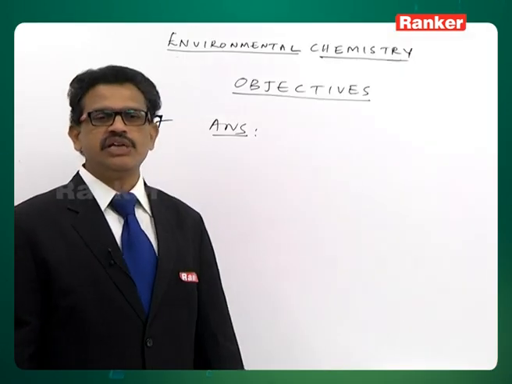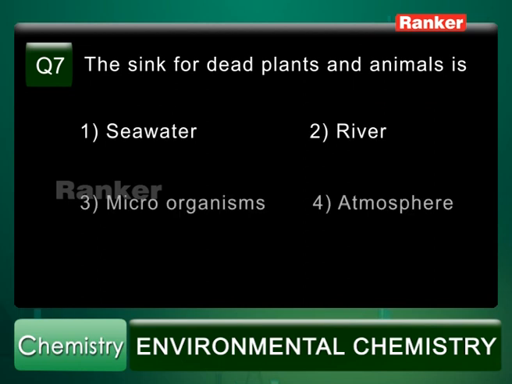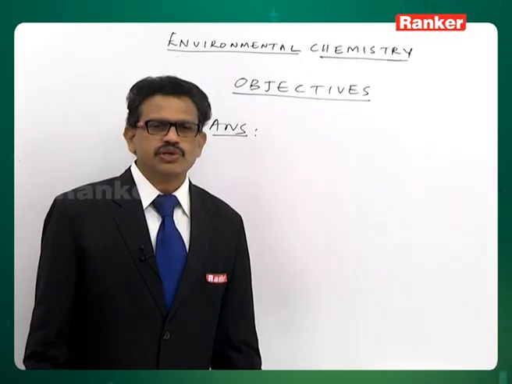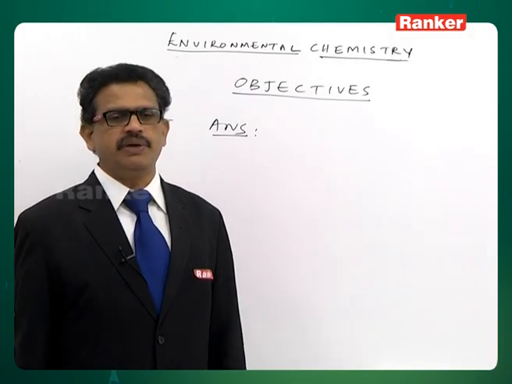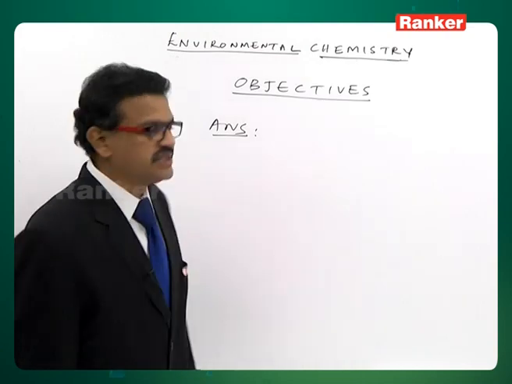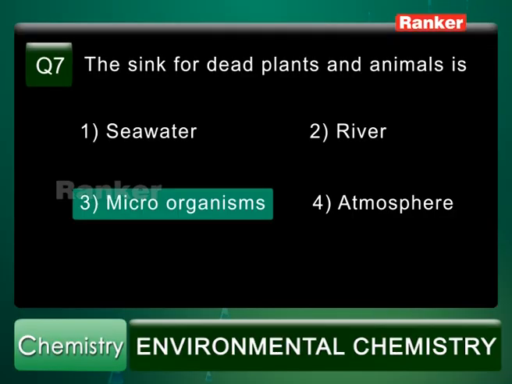Question number 7. The sink of dead plants and animals is, option 1, seawater, 2, river water, 3, microorganisms, and 4 is atmosphere or atmospheric air. So the sink for dead plants and animals will be microorganisms. So we can go for answer 3.